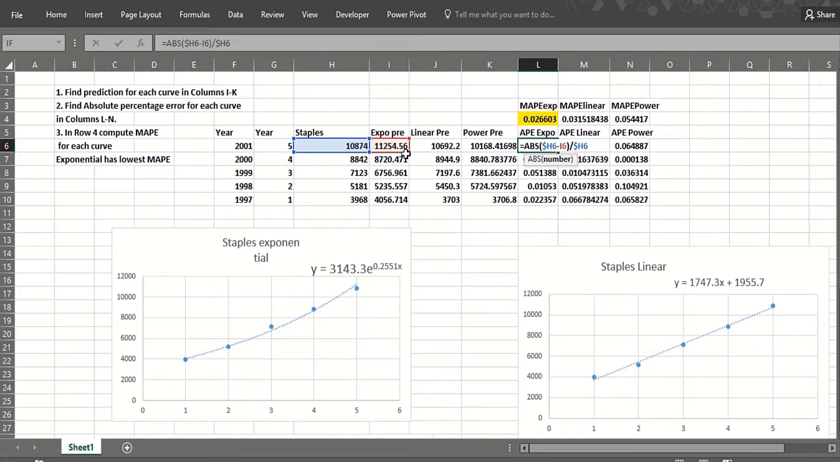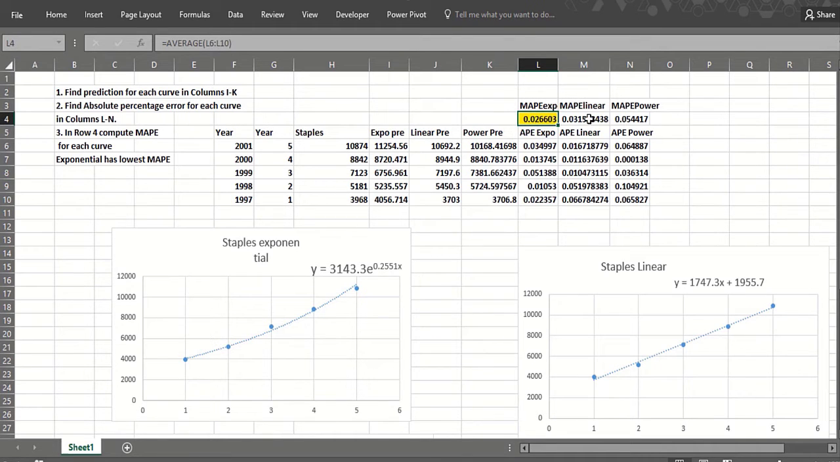So this would be, for example, 10874 minus 11254 divided by 10874, off by about 380 out of 10874. That's about 3.4%. And then when I come here, it's Staples revenue 3968 minus the power prediction 3706. We're off by 260 out of 3968. That's 260 out of roughly 4,000, about 6.5%. So then you have the absolute percentage error for every year for each curve, and you average those.